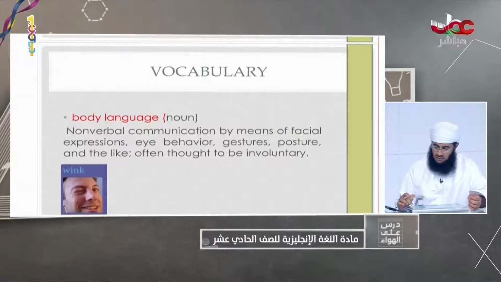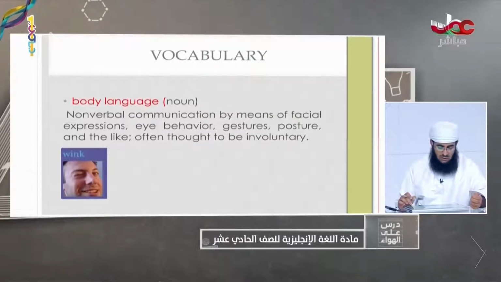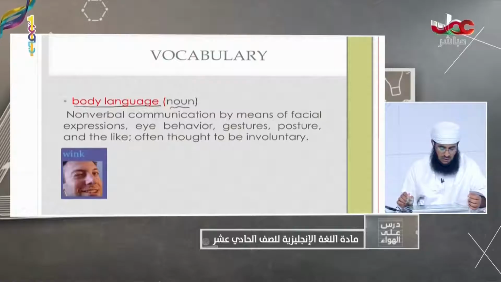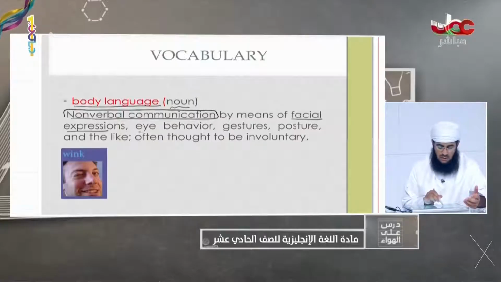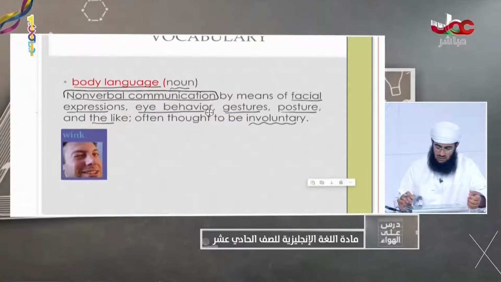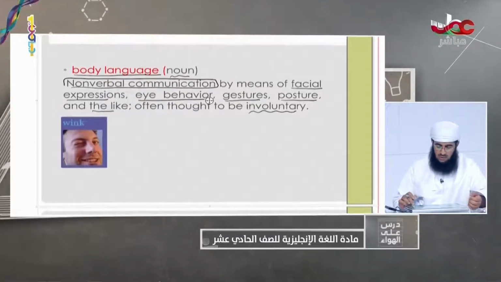The second vocabulary item here, which is also very important and you need to know it, is related to communicating silently. This is body language. Of course, it is a noun, and we can say that this is non-verbal communication, communication without saying any word. It is related to facial expressions, eye behavior or gestures, postures, and the like, and is often involuntary. So you do it involuntarily, without preparation, without saying any words. This is what we call body language.